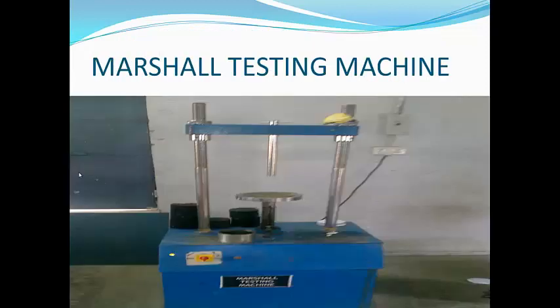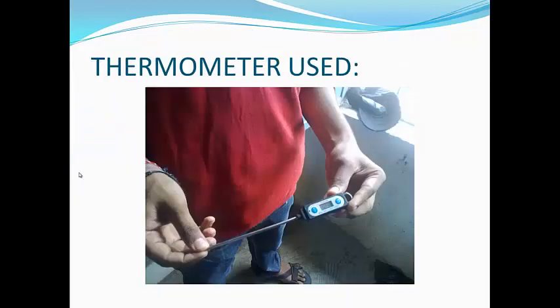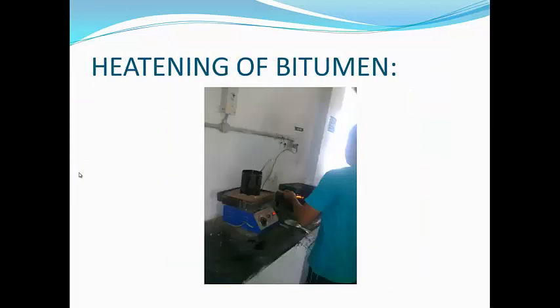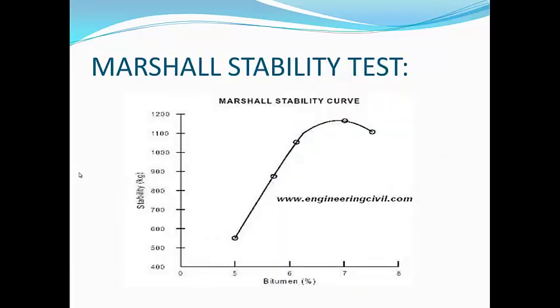This is the Marshall testing machine, which is used to find out the stability of the bitumen specimen. This is a modern thermometer that is used in the laboratory. This shows you the heating process of the bitumen that is carried out in the quality control lab. This is a graph that is obtained from the Marshall stability test.